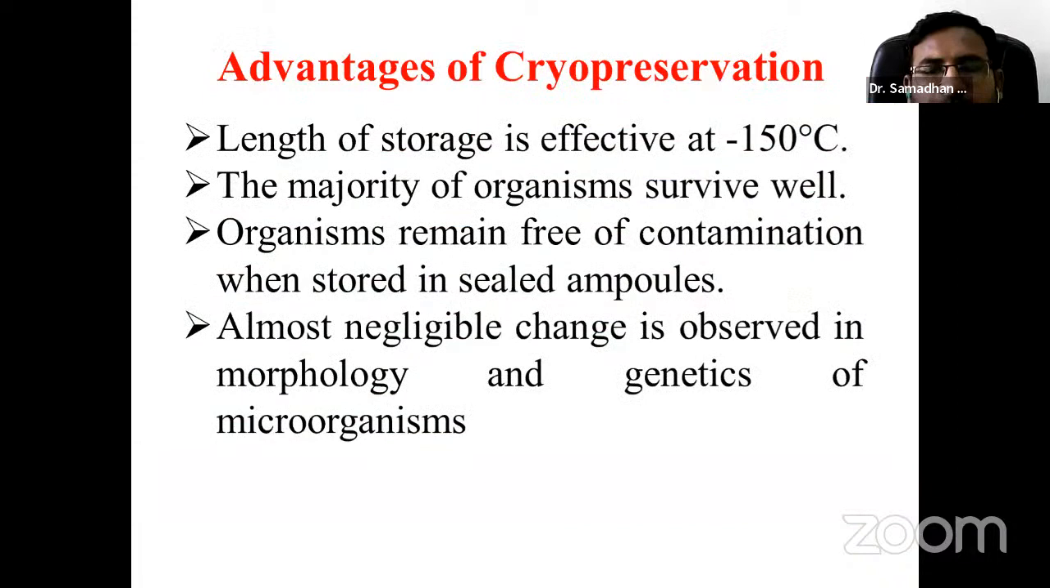Advantages of cryopreservation: length of storage is effective at minus 150 degrees Celsius. The majority of organisms survive well. Organisms remain free of contamination when stored in sealed ampoules. Almost negligible changes are observed in morphology and genetics of microorganisms.